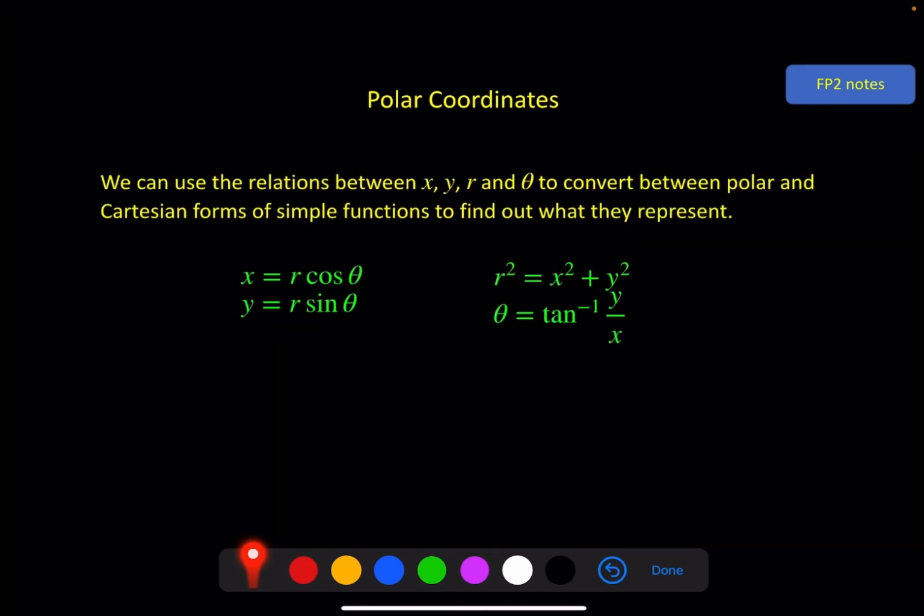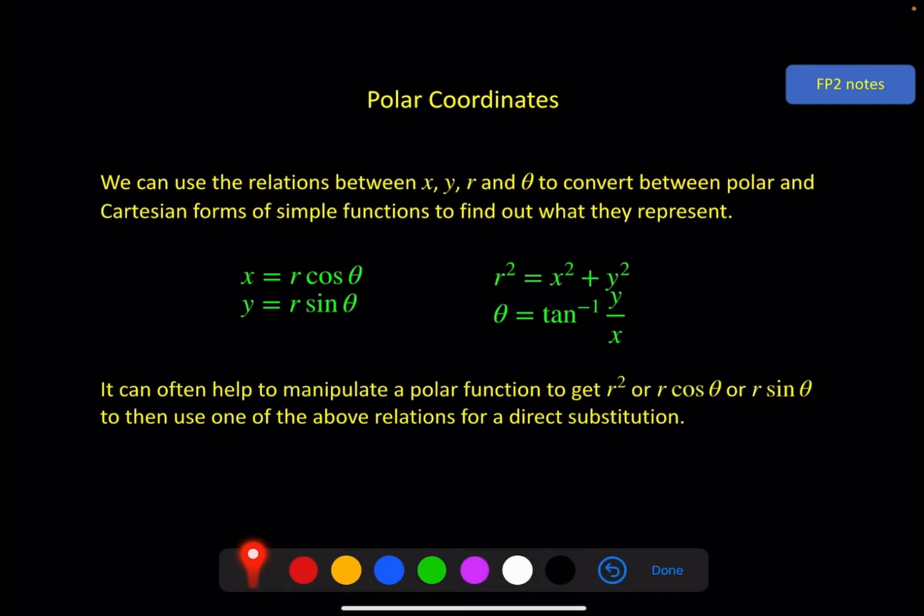So using these relationships, we're going to convert some simple functions to find out what they represent, because at the moment you're probably very familiar with lots of Cartesian equations and you're not very familiar with their respective polar form. So we're going to have a look at a few and show you what they are. To do this, it's often helpful to get r squared as part of your manipulation, because if you can get r squared, then you can just substitute that straight away for x squared plus y squared. And it's also very useful to get r cos theta or r sine theta for the same reason. As soon as you get this or this, you can substitute straight away for x and y respectively.